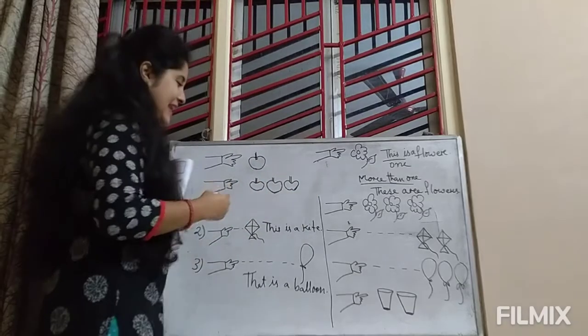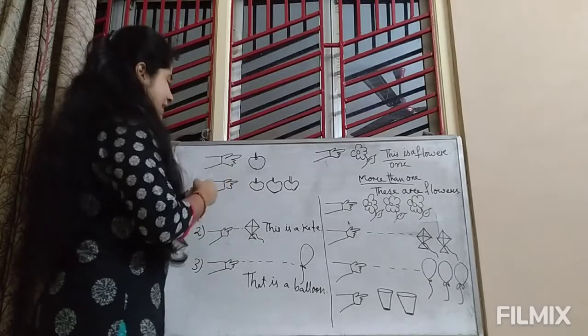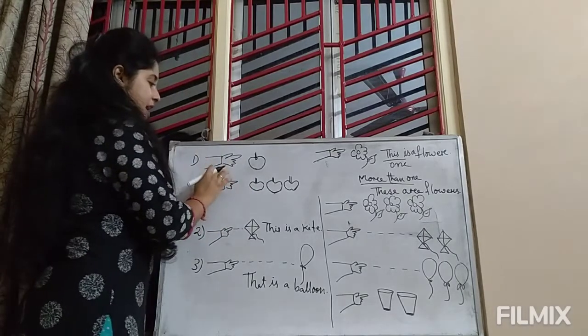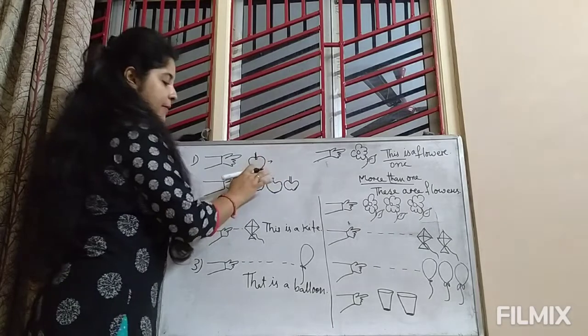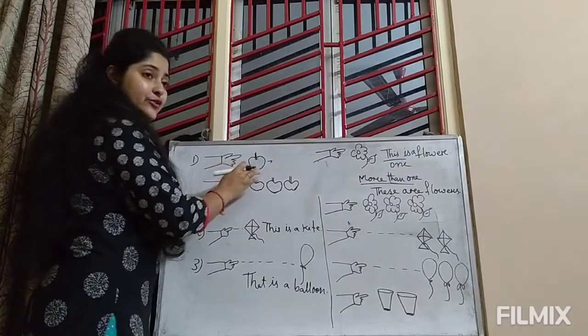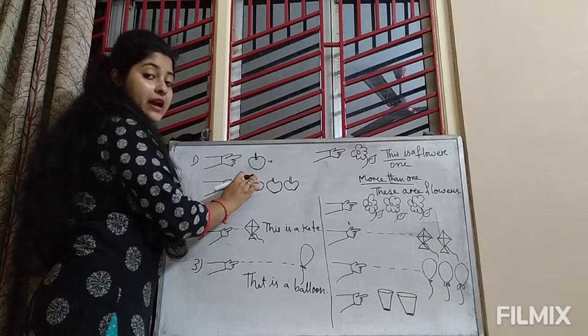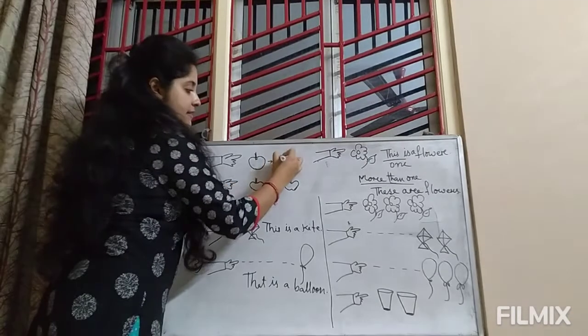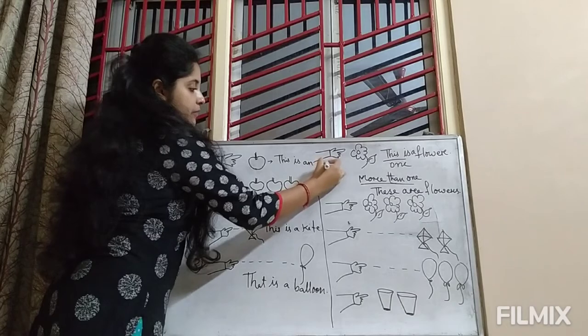I hope all of you can understand that these are apples. Okay, so look at the first picture. Here there is only one apple, and this apple is near to this hand. So here I will say, this is an apple.